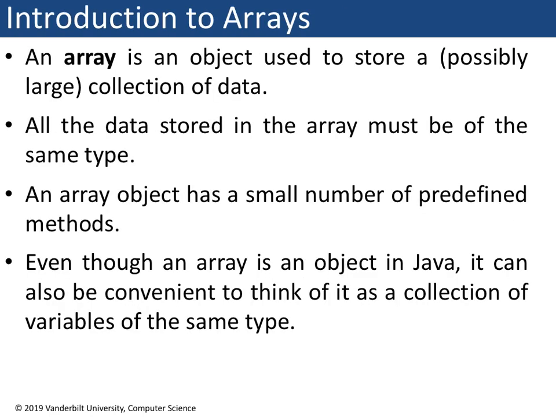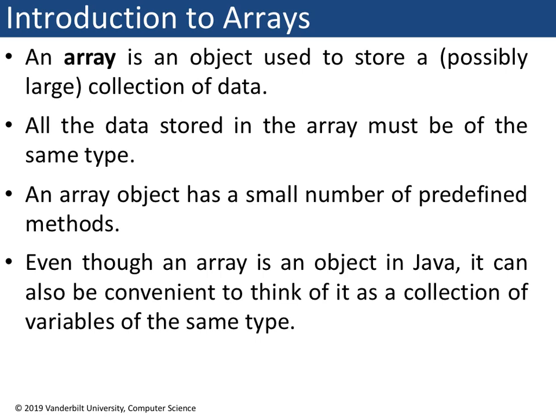So first of all, an array is an object in Java, and we use them to store collections of data, sometimes very large collections of data. Now, all the data stored in an array must be of the same type, so we can't mix integers and doubles in a single array. If it's a double type array, then everything in the array must be a double. If it's an integer type, everything in the array must be an integer type.